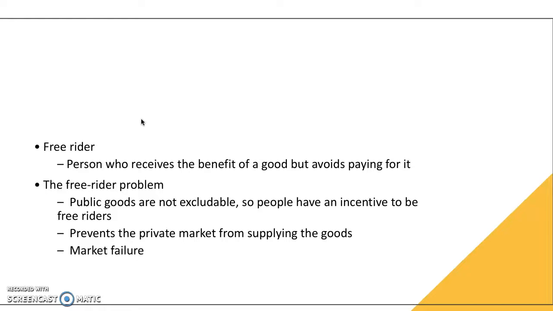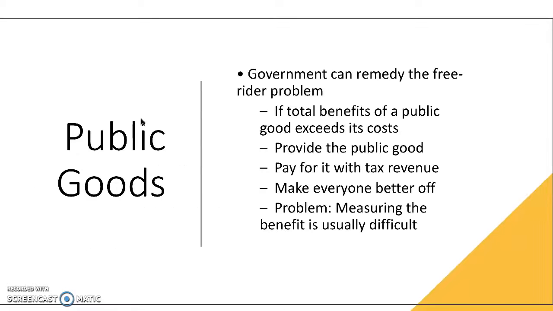A free rider is a person who receives the benefit of a good but avoids paying for it. The free rider problem is basically that public goods are not excludable, so people have an incentive to be free riders. It prevents the private market from supplying the goods, and of course, market failure. The market failure is a free rider problem. So, public goods.